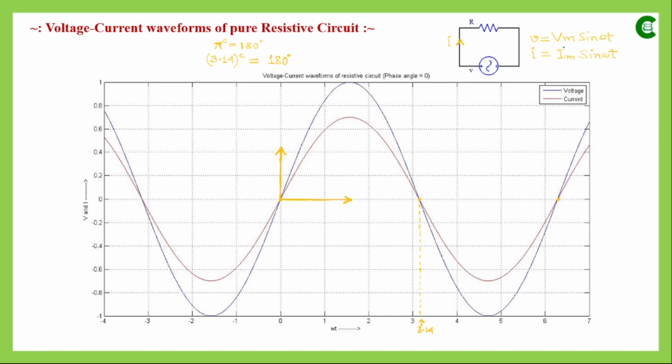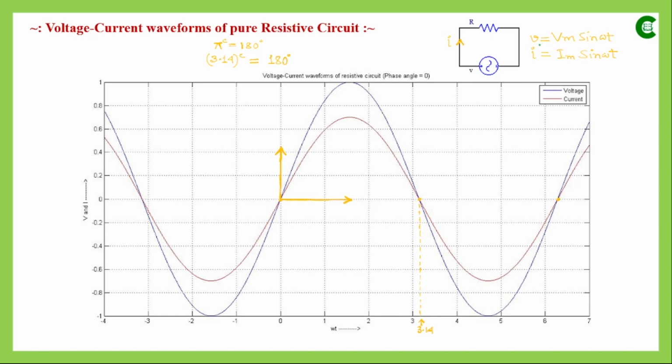And Vm stands for the maximum value of the voltage. Since it is alternating in nature, there will definitely be a moment when it has the maximum value, and this Vm measures that maximum value. So v equals Vm sine omega t. As omega t, which measures the angle, varies, this small v will vary from moment to moment.